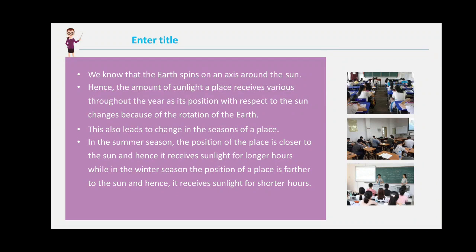In the summer season, the position of the place is closer to the sun and hence it receives sunlight for longer hours. While in the winter season, the position of a place is farther from the sun and hence it receives sunlight for shorter hours. This is the reason that the duration of daytime changes in the summer season and winter season. Simply, it is the distance between earth and sun. The earth rotates in an orbit, so based on the distance from the sun to earth, it varies.